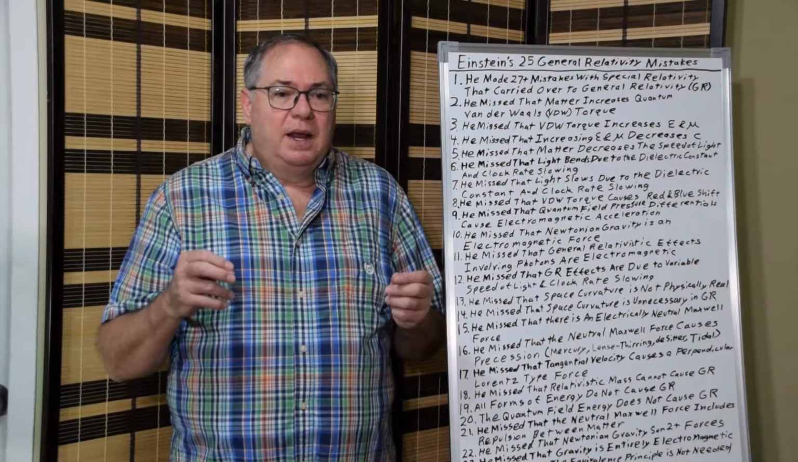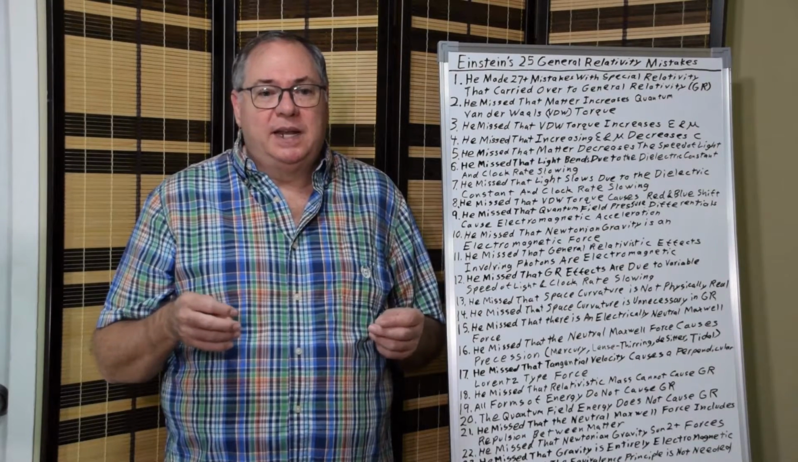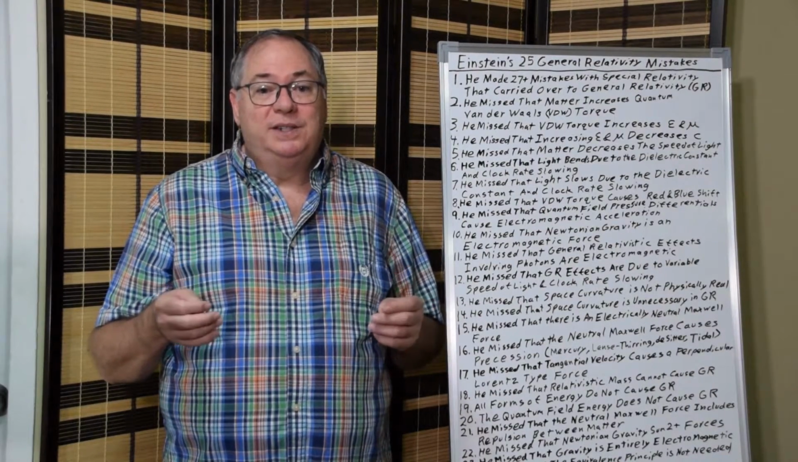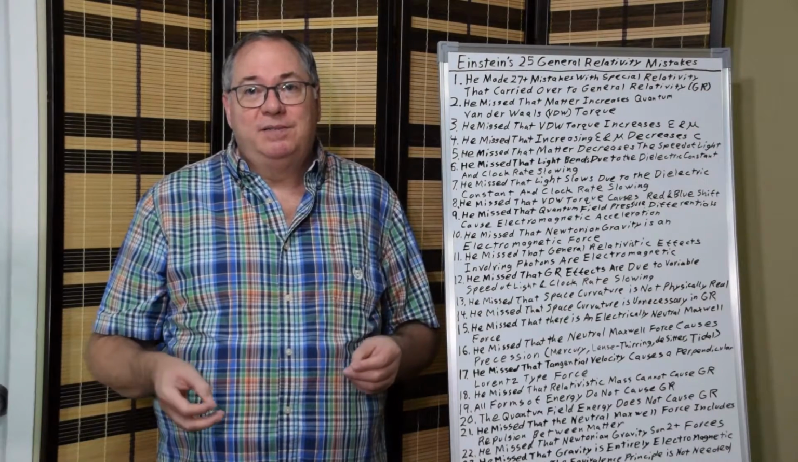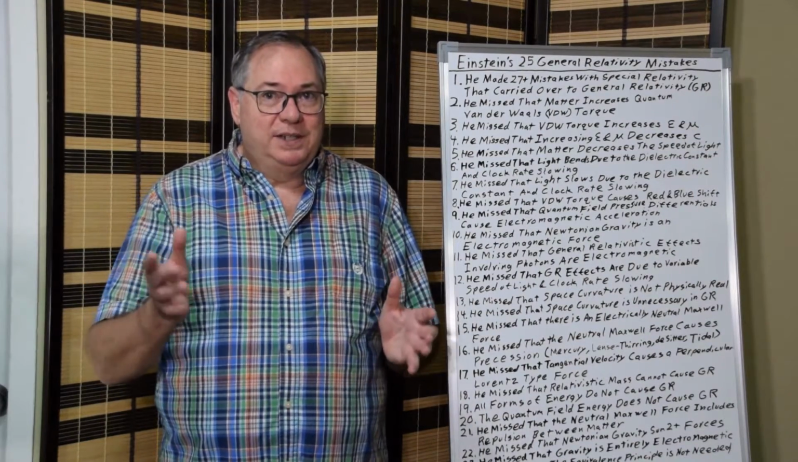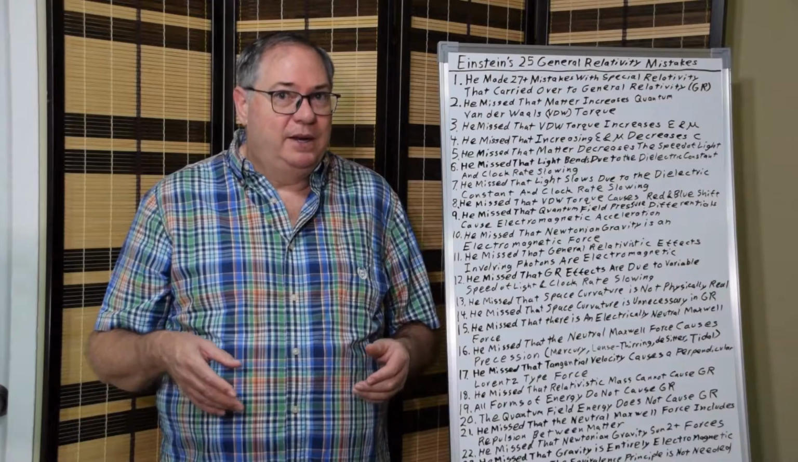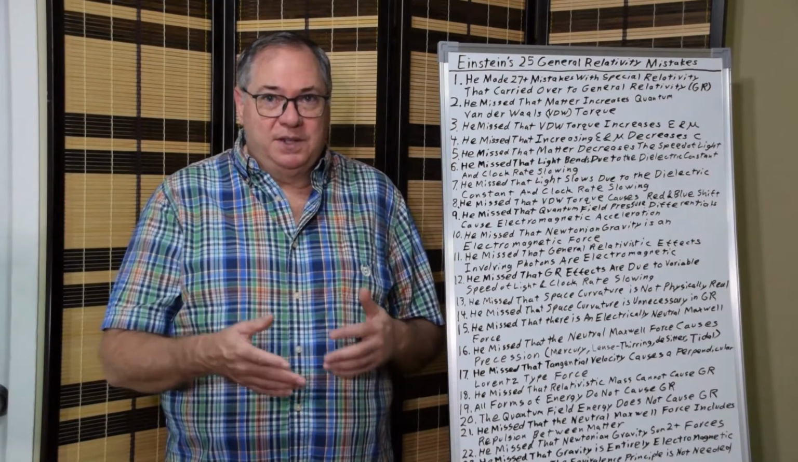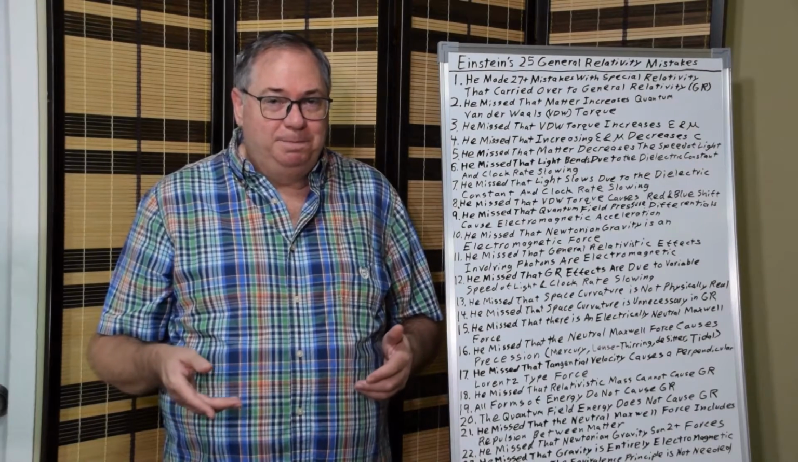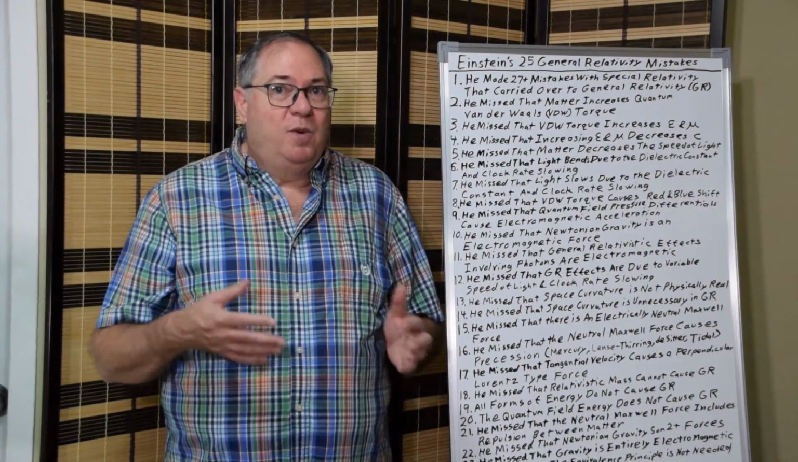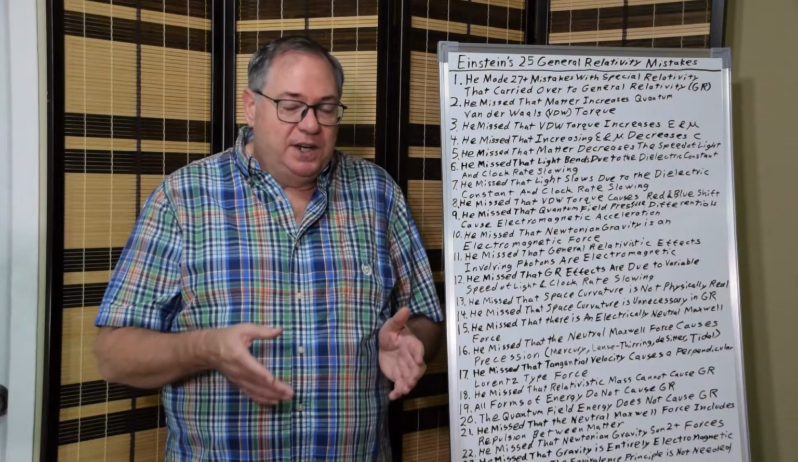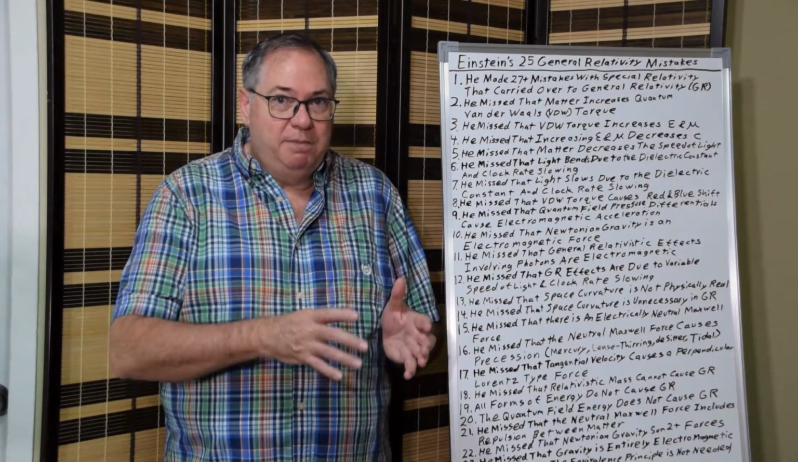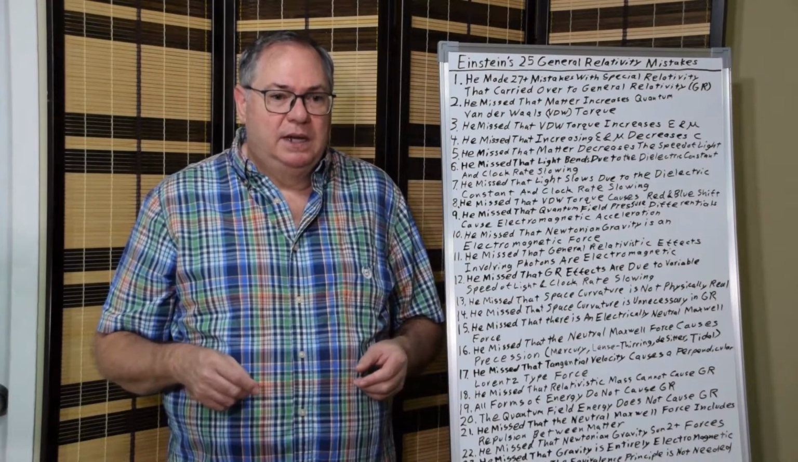So, 19. He missed that all forms of energy do not cause general relativity. He thought all forms of energy cause this effect. Well, they don't. Because relativistic mass can't cause it because of the infinite loop problem. And other forms of energy don't cause it either. It's just matter. It's just the rest mass of matter that causes it.